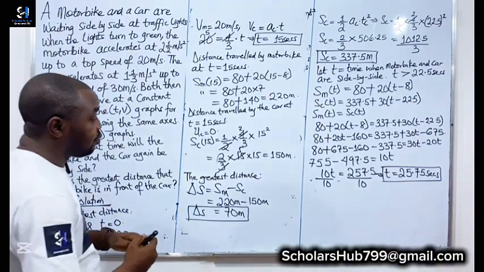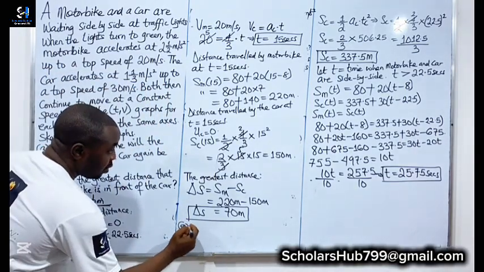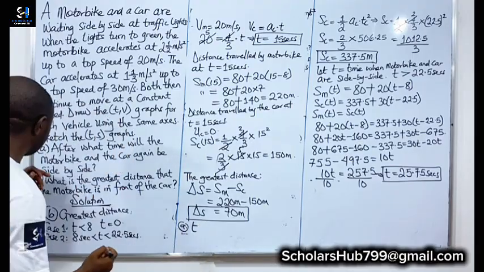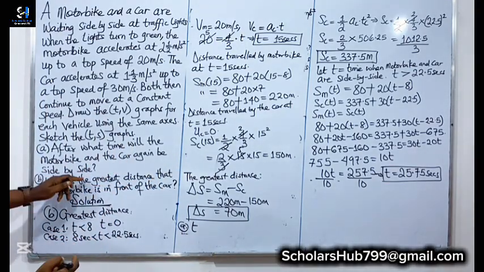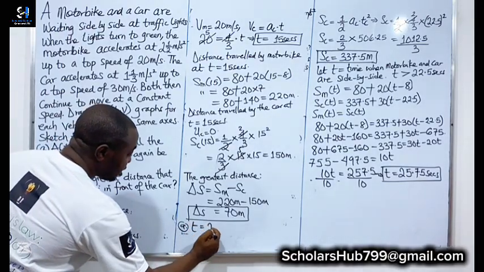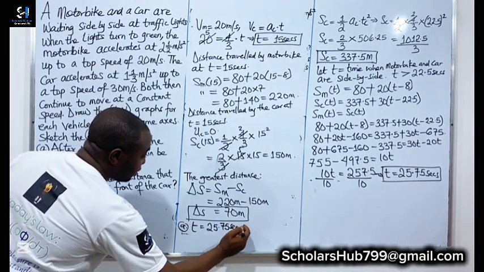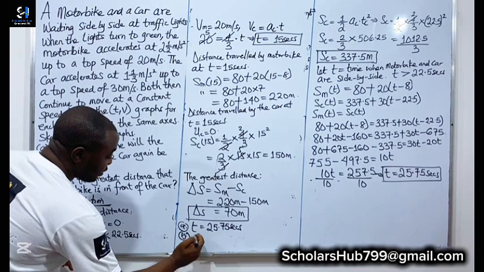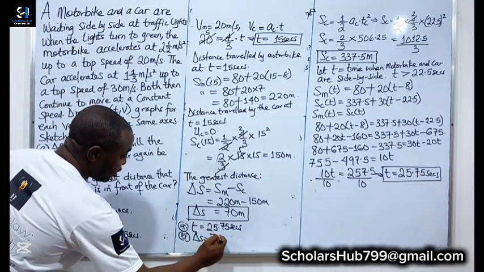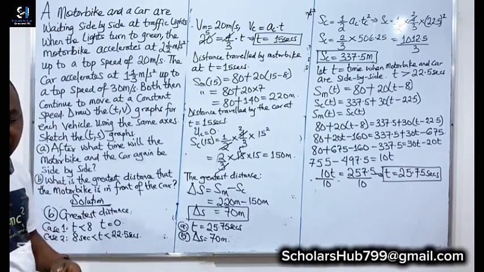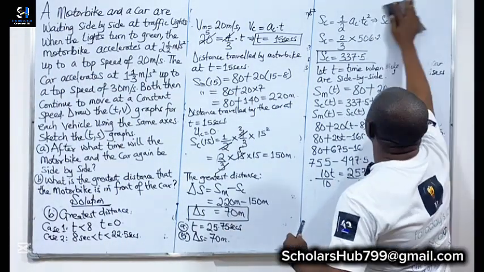Okay, so for A, we were asked to calculate after what time will the motorbike and the car again be side by side, and that is 2.75 seconds. Then the greatest distance is now 70 meters. Okay, so now let's sketch.